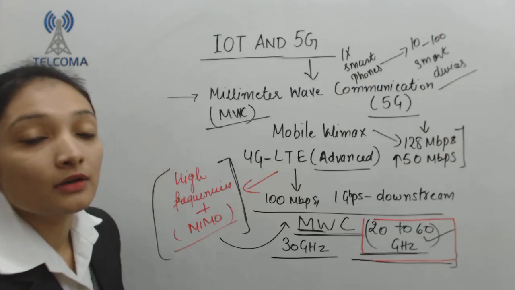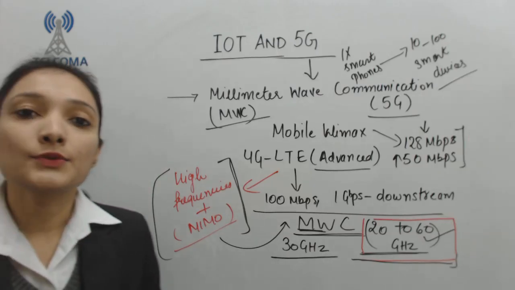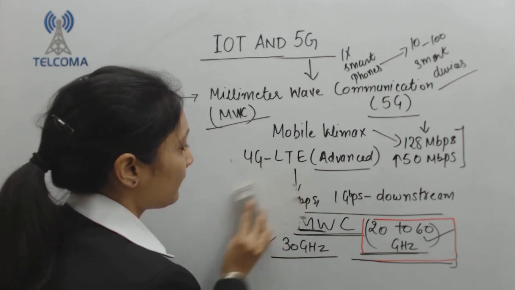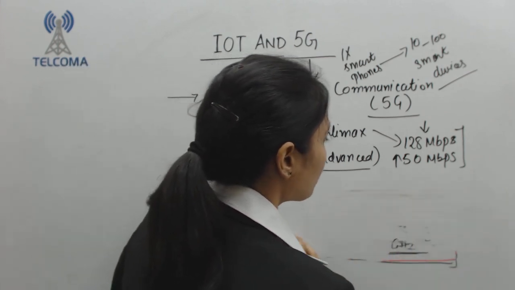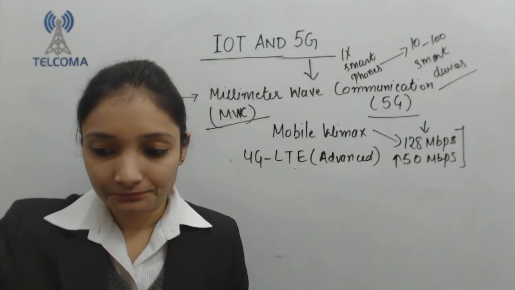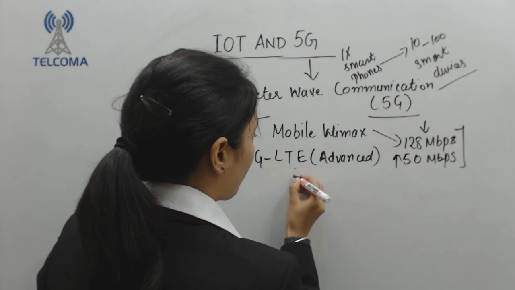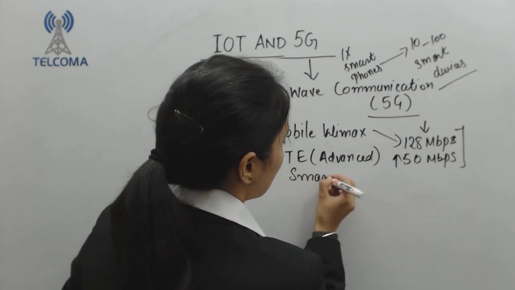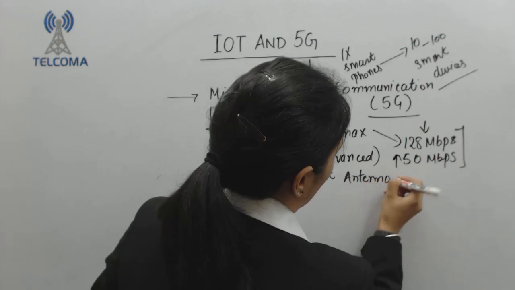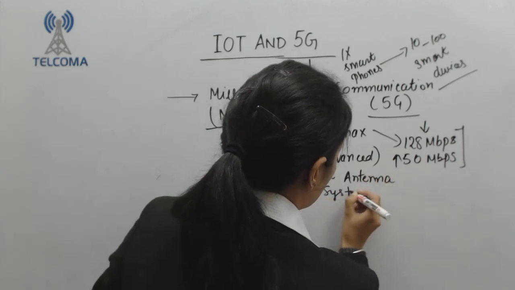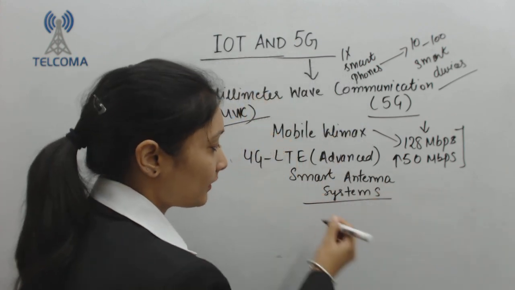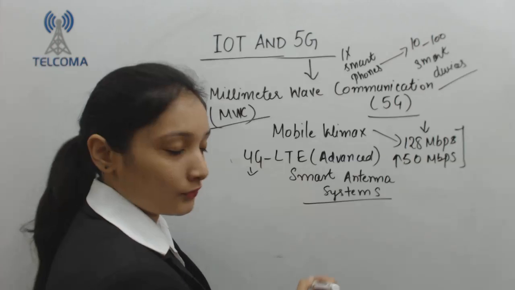So there has to be a remedy for that, so that the signal strength doesn't fall. So for that, the fifth generation will be using smart antenna systems. Now we're using MIMO technology here in your fourth generation.